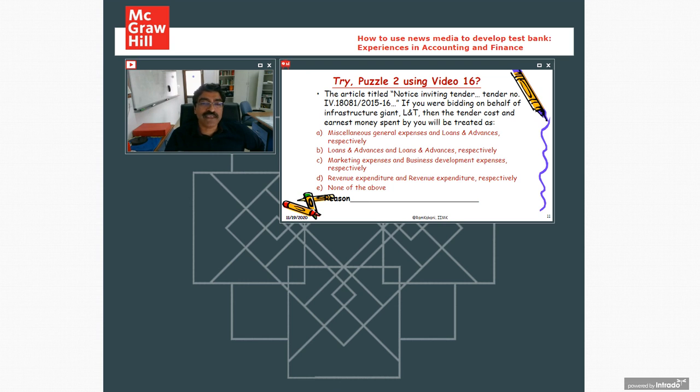And in that sense, friends, answer A probably would be relatively more eligible, because you see in answer C, the 1 lakh is being considered as business development expense. But in reality, it's not an expense. If your tender gets rejected, you will get your money back. Your 1 lakh plus is going to come back. So what I'm trying to say is miscellaneous general expenses and loans and advances are there.